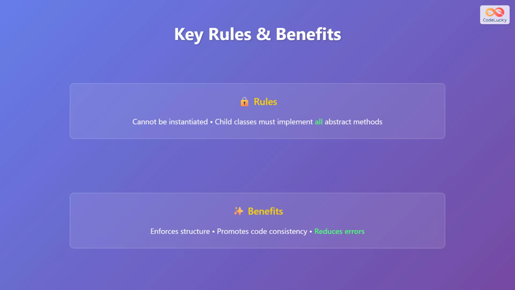Let's summarize the key rules and benefits of using abstract classes. The rules are: abstract classes cannot be instantiated directly, and child classes must implement all abstract methods defined in the abstract class. The benefits are: abstract classes enforce structure, promote code consistency, and reduce errors in object-oriented programming.